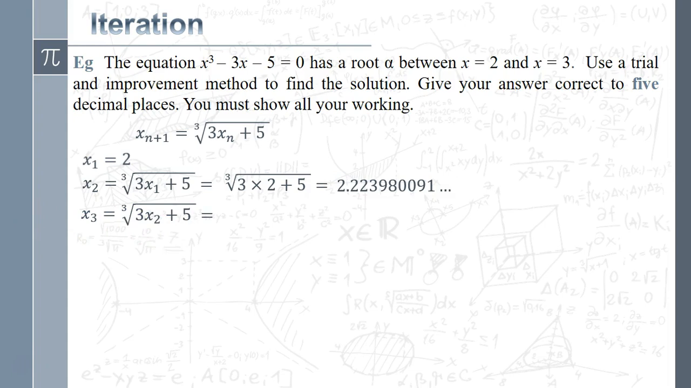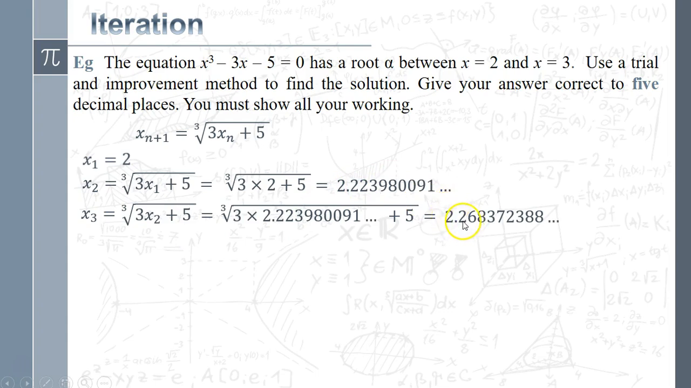So now what we're going to do is take our value from x2, this thing here, and we're going to plug it in. And when we plug that in, after a bit of typing digits into a calculator, we end up with that. And already you can see we end up with 2.22, now we're on 2.26. So after only 2 calculations, it seems like we're doing better than we did previously with our trial and improvement.